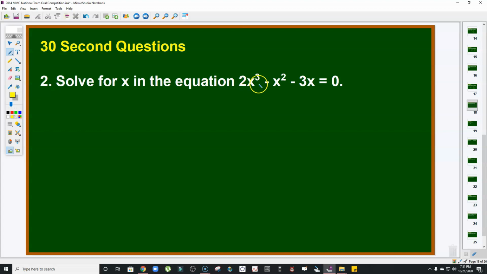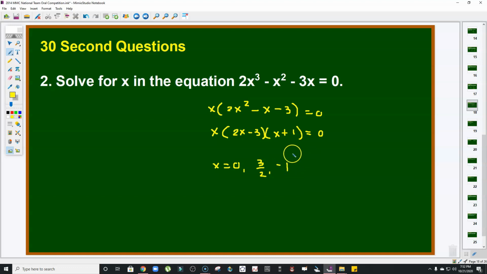Solve for x in the equation 2x cubed minus x squared minus 3x equals 0. Well, this is easy for a 30-second question because it's obvious you can factor out x, right? So that will give us 2x squared minus x minus 3 equals 0. And the good thing here is this quadratic trinomial is factorable. That is 2x minus 3 times x plus 1. Right? So this is negative 3, positive 2. So that's correct. Okay, so clearly, like I said, this is easy for 30-second questions. The values of x here are 0, 3 halves, and negative 1.